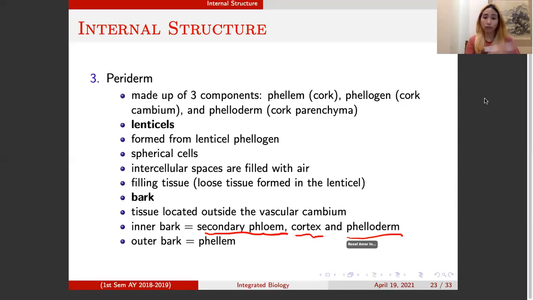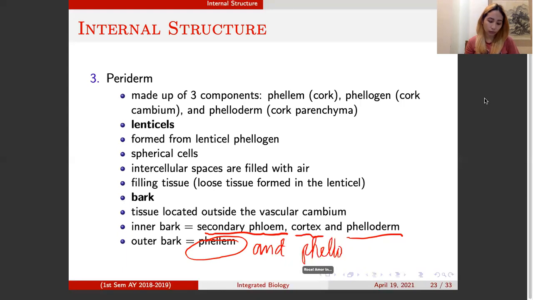The phelloderm is our cork parenchyma. And then the outer bark is made up of the cork and the phellogen. So, let's write that down. Phellogen is the cork cambium.